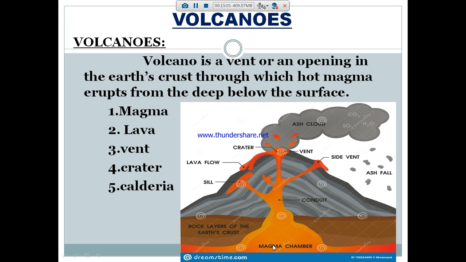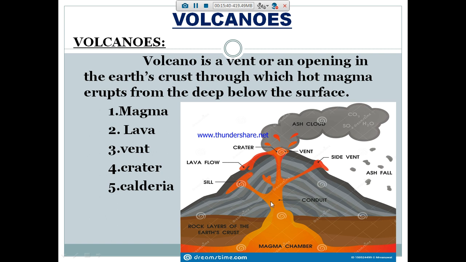After it rises to the surface, it flows like lava. If you see volcanic eruptions on TV or in a video, you can see it clearly. After the volcanic eruption, some material flows like a river. That is not a normal material. The fire material flows like a river, is it not? That is called lava. After it rises to the surface, it is called lava.